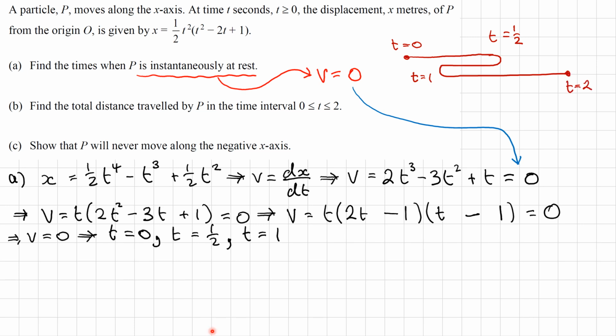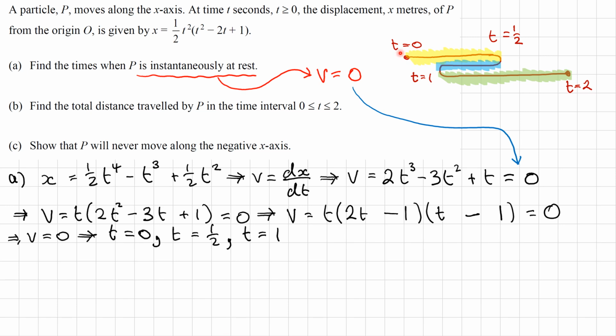Now, because it could change direction, we need to work out each one of these distances separately and add them together. So we need to work out what the distance is from t is 0 to a half, then from a half to 1, and then from 1 to 2, and those three we need to add together.